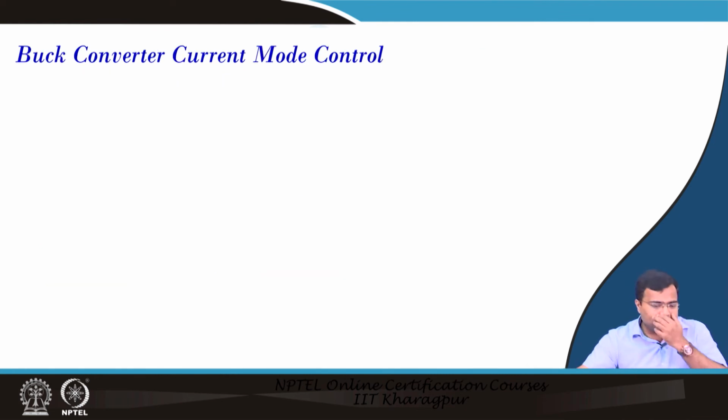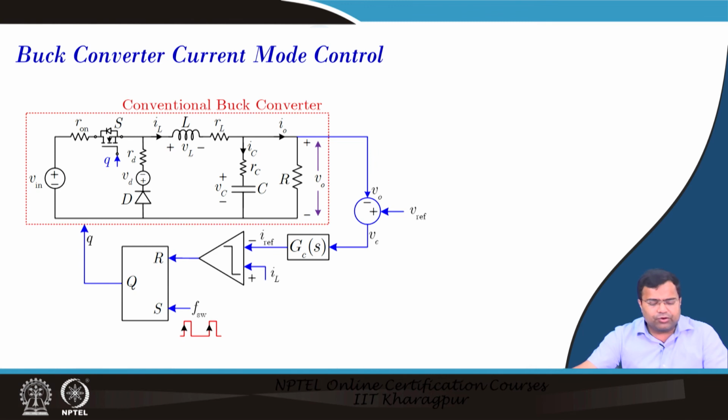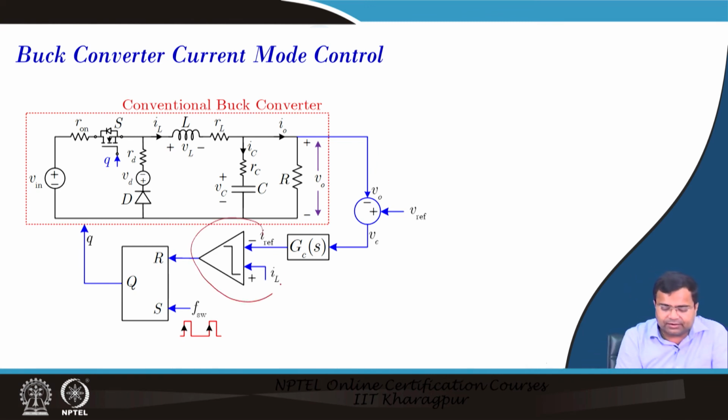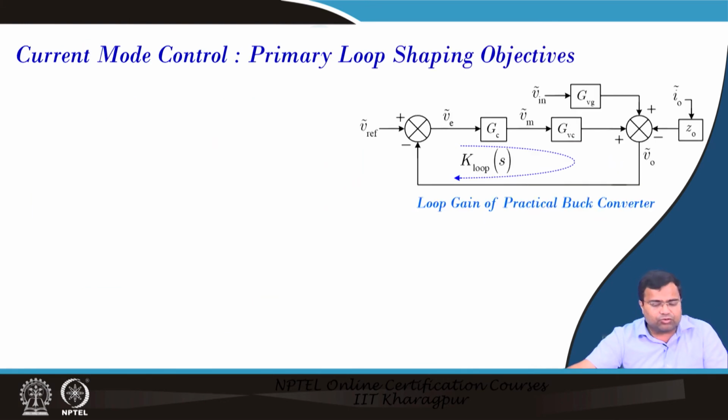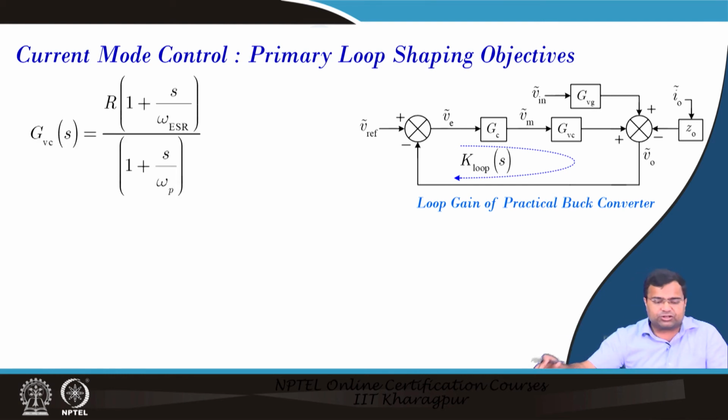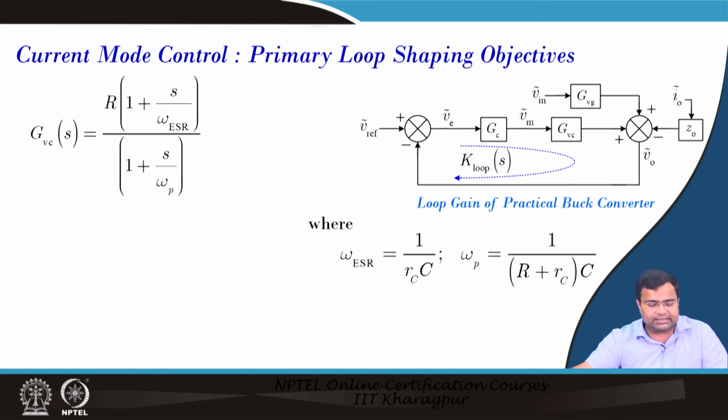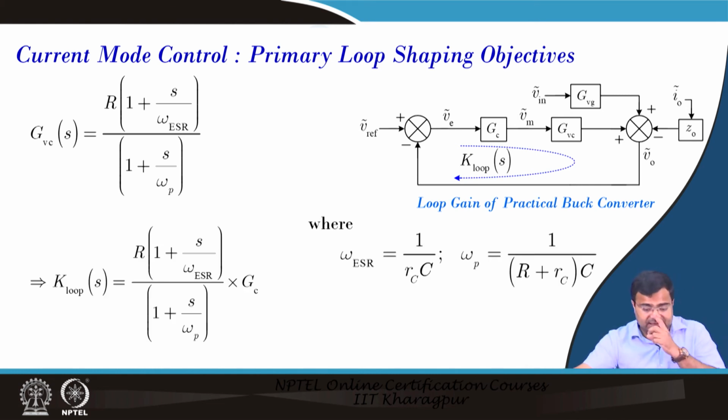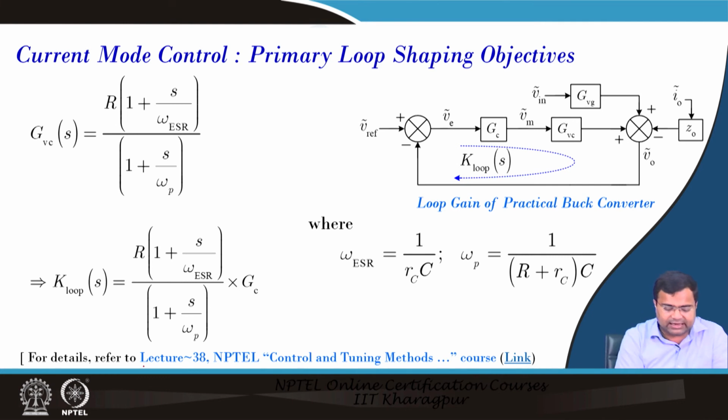Now, we are talking about current mode control design for a buck converter. We know this is the implementation of current mode control. We have an inner current loop here and an outer voltage loop here, and this is the peak current mode control. Then in the current mode control we know the GVC in the current loop, and if we take a first order approximate model, it will be like this GVC, where these are the functions. This thing we have discussed in our lecture 38, and here we have to shape the loop.